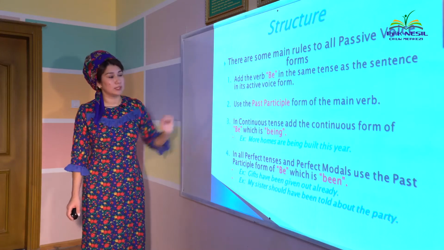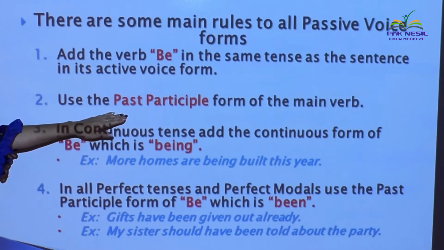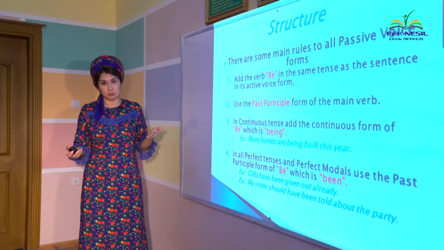The next rule is you should use the past participle form of the main verb. So be is important, and the past participle. Which form of the verb is that? The third form, verb 3. If it's a regular verb, you add the ending d or ed, right? Remember it?